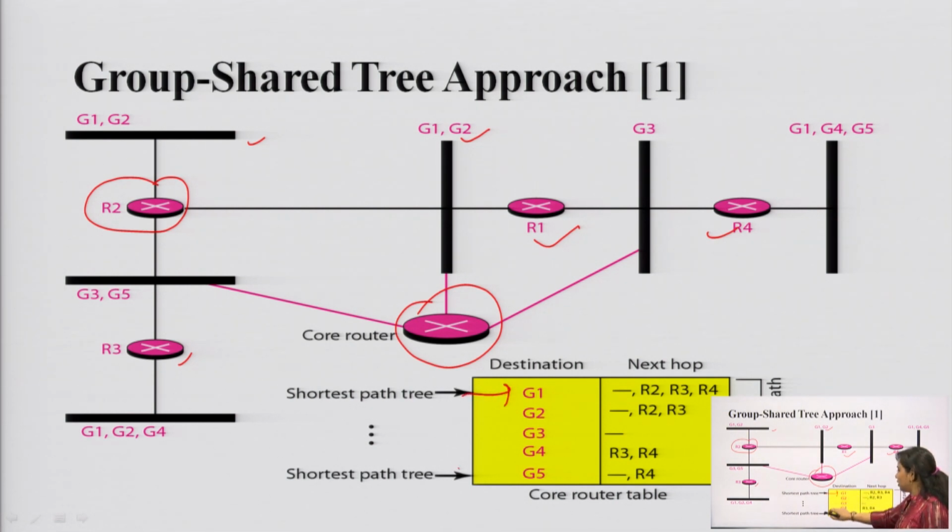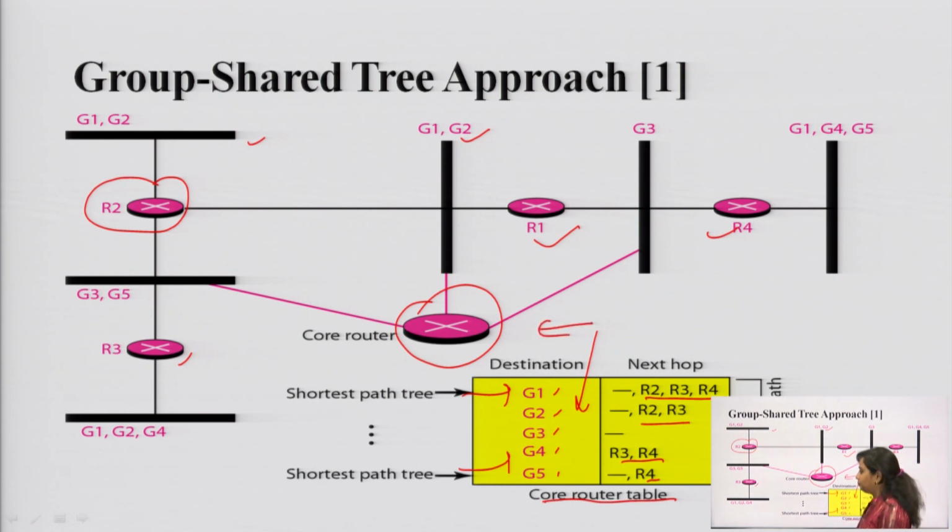This is having the shortest path tree, this is again having the shortest path tree. This is the core router table. These are the destination paths which are available, like G1, G2, G3, G4, G5, and these are the different hops available, like R2, R3, R4, then R2, R3, R3, R4, R4. So, this is group shared tree approach, meaning a particular group will be shared in a tree formation for a particular network, and all these groups are connected to a core router which is shown over here.